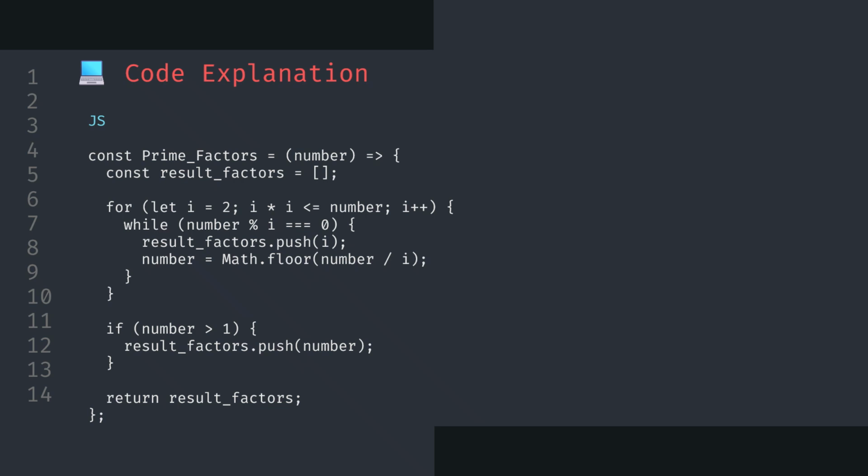Here's how the code works. We first start with an empty array to hold our factors. Then, for every number starting at 2, we check if it divides the input. If it does, we push it to the result and divide the input down. We keep doing that until we cannot divide anymore. At the end, if there is still a number left greater than 1, it is a prime and gets added to the result.